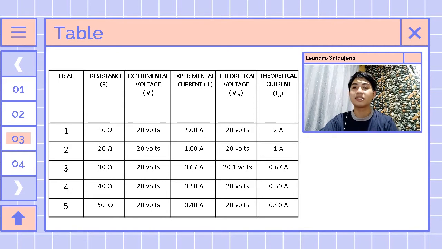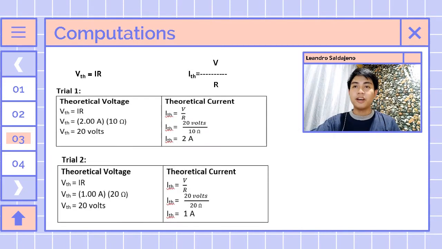theoretical current 0.67 ampere. Trial number 4, resistance 40 ohms, experimental voltage 20 volts, experimental current 0.50 ampere, theoretical voltage 20 volts, theoretical current 0.50 ampere. Trial number 5, resistance 50 ohms, experimental voltage 20 volts, experimental current 0.40 ampere, theoretical voltage 20 volts, and theoretical current 0.40 ampere. Next part are the computations.